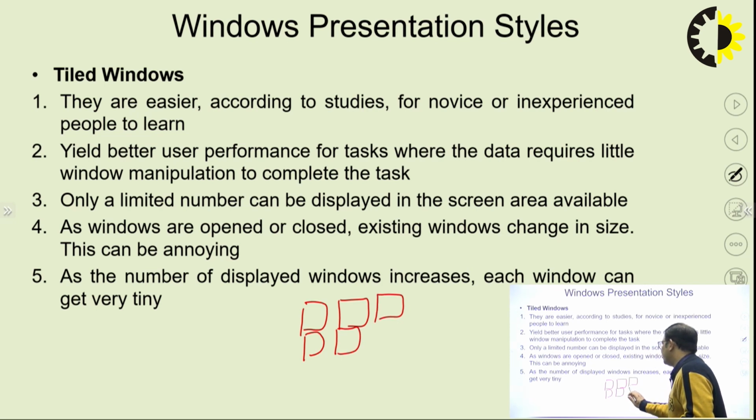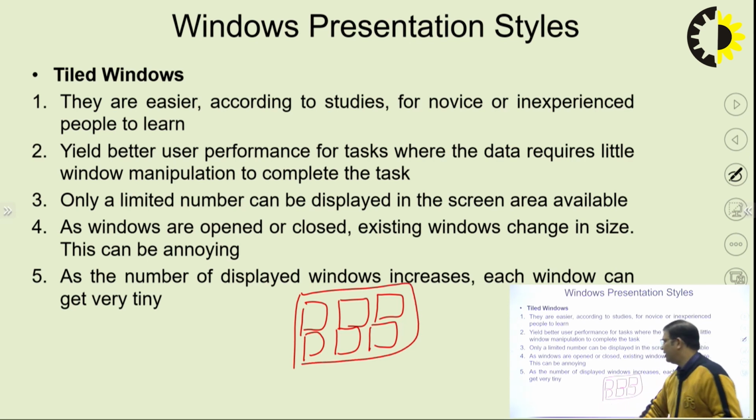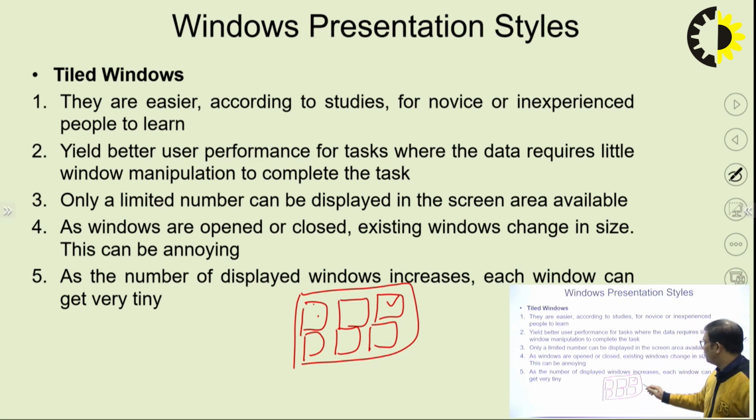So we can keep multiple windows on a screen, so the user is able to see all the windows every time. They yield better performance for tasks where the data requested needs little window manipulation to complete the task. If we are working in this window and we require some information from this, we can just click on this and see what is available. If we are not clicking, it will display, so we can switch or see from all other windows and complete our task from this window.